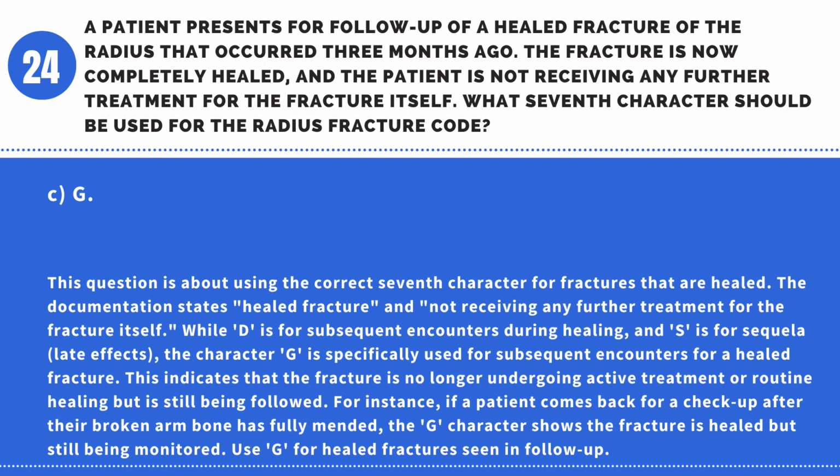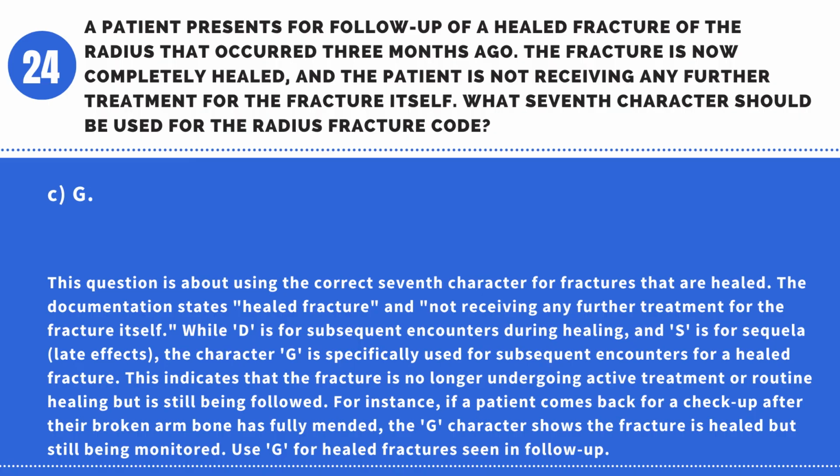Answer: C, G. This question is about using the correct seventh character for fractures that are healed. The documentation states healed fracture and not receiving any further treatment for the fracture itself. While D is for subsequent encounters during healing, and S is for sequela, late effects, the character G is specifically used for subsequent encounters for a healed fracture.